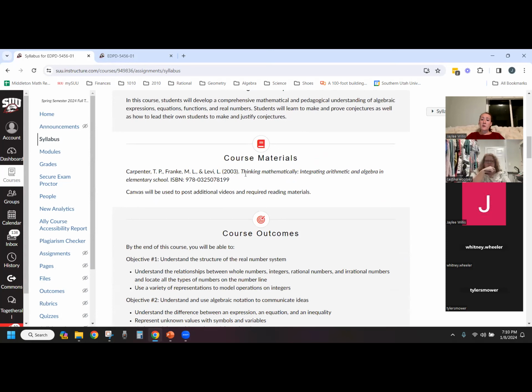We do have a textbook. It's called Thinking Mathematically by Carpenter, Frank, and Levi. If you haven't already ordered that book, make sure you do that soon. You should be able to finish the assignments even without the textbook, because it's supplementary reading to help you think about ways you can integrate algebra into your elementary classes. You should still be able to work on the assignments even if your book is a little bit late coming. I also will have additional videos and reading materials posted in Canvas, but this is the only textbook that you need to purchase.